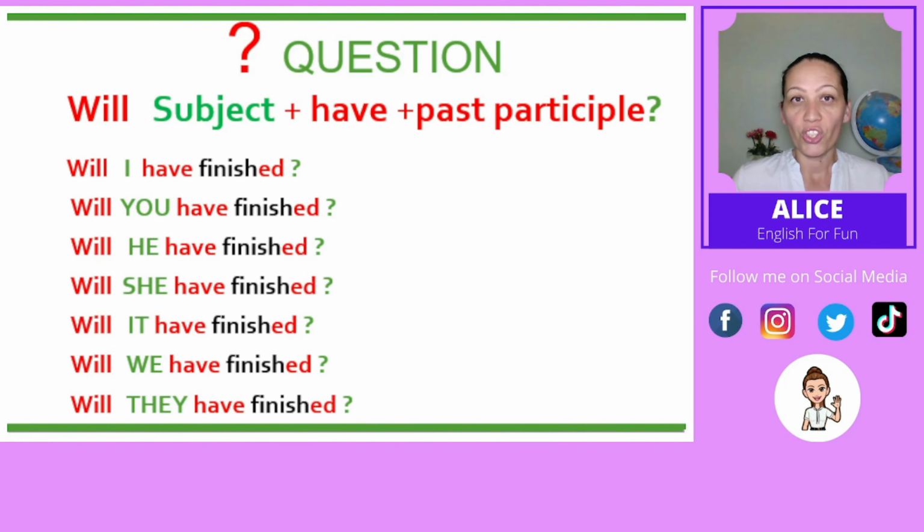Now let's have a look how to form a question. To make a question, we only need to move will to the beginning of the sentence. So the sentence will be will, subject, have, and past participle. Repeat after me.